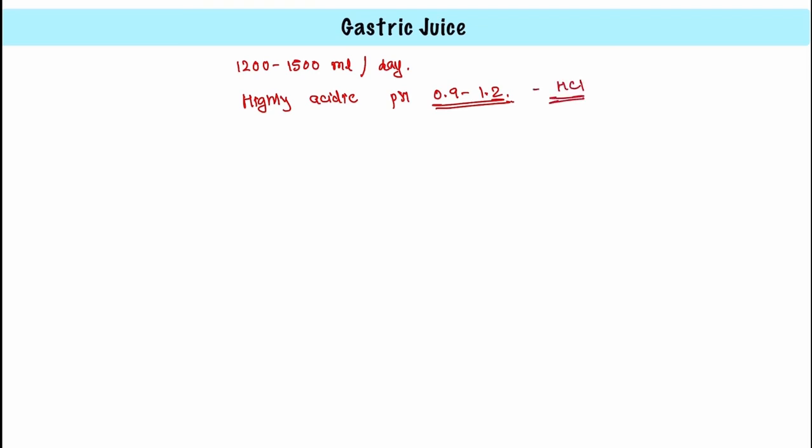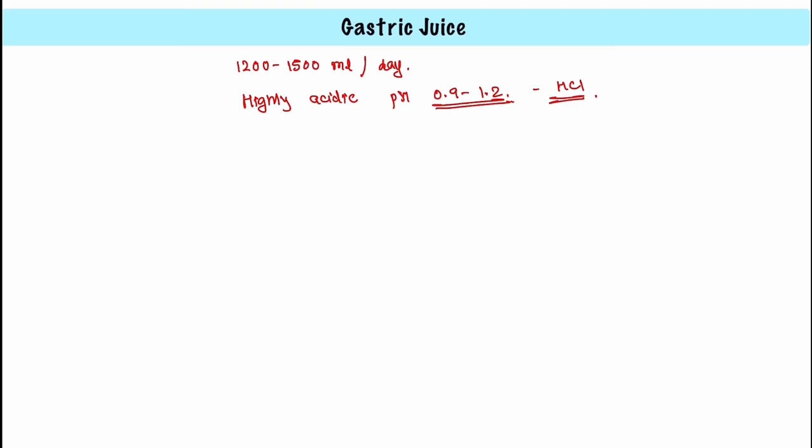Now let's talk about gastric juice. Gastric juice secretion is 1200 to 1500 ml per day. It is highly acidic with pH of 0.9 to 1.2. This is due to presence of HCl.